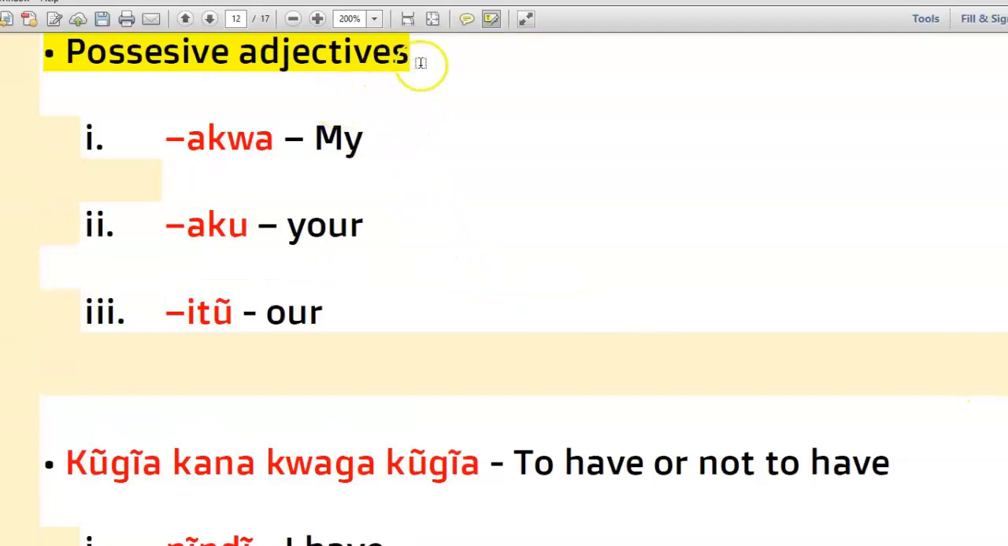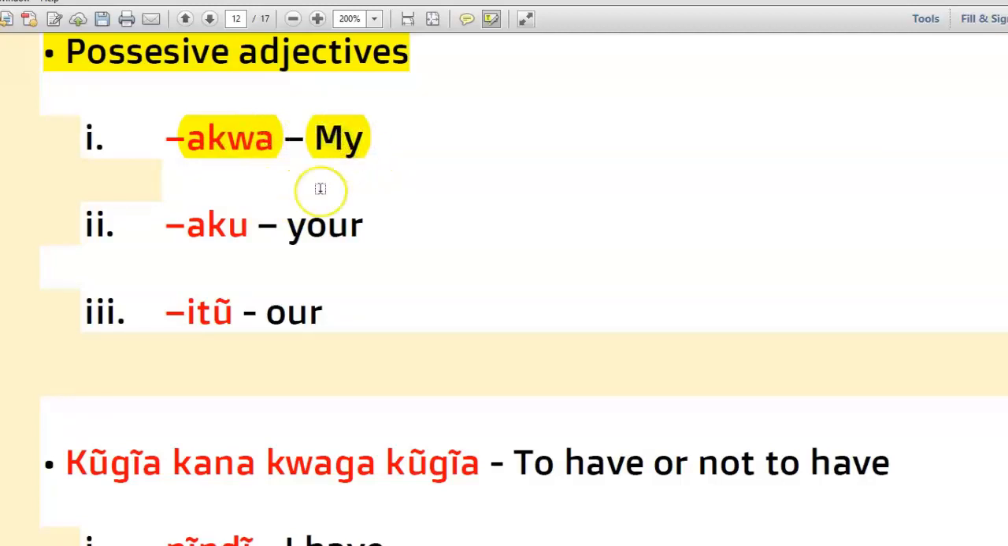Today we are going to look at a few possessive adjectives, starting with akwa. When you say akwa, that's the indication there is something that belongs to yourself. So akwa is my or mine.